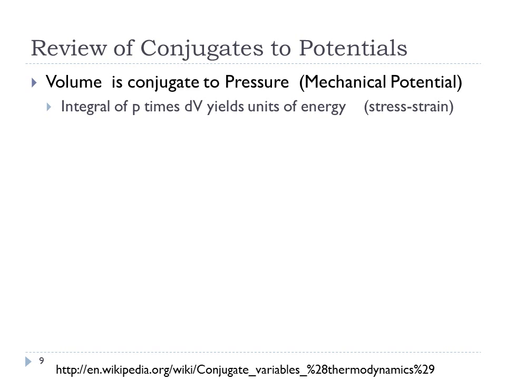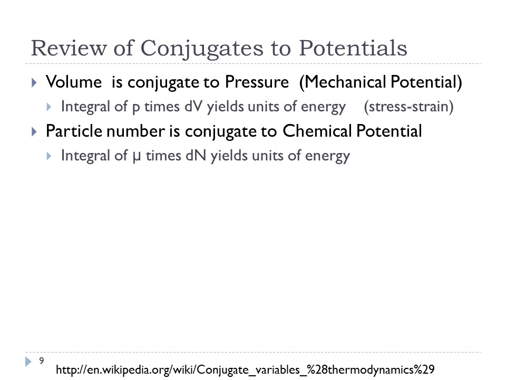Okay, so just as a reminder, there were conjugates, and this conjugate here means what you have to multiply by the potential to yield units of energy. So this is just a reminder that in all cases the potential, when you multiply, in this case, pressure by volume, or you integrate pressure times dV, you get units of energy.